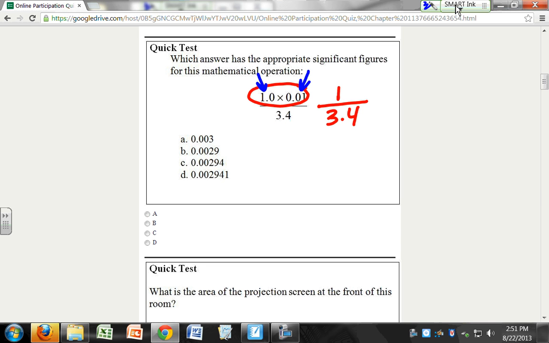And then 1 divided by 3.4, or excuse me, not 1, 0.01 divided by 3.4. When I divide that, I keep one significant figure because this number only has one significant figure, and so that answer is A.